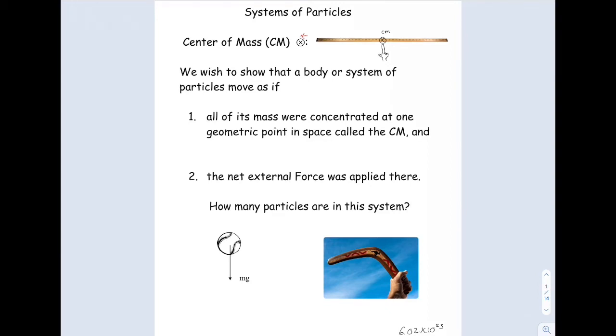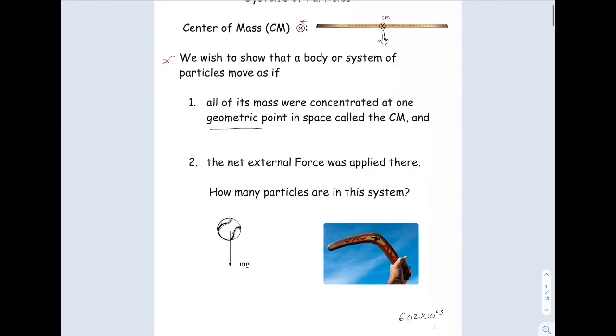So what we want to do is show that a body or a system of particles moves as if two things are occurring. We want to show that, let's say, the meter stick acts as if the mass was concentrated at one geometric point in space. That geometric point is called the center of mass. And the reason it's called a geometric point is the center of mass doesn't necessarily have to be on the object. Like for example, let's say I had something like this.